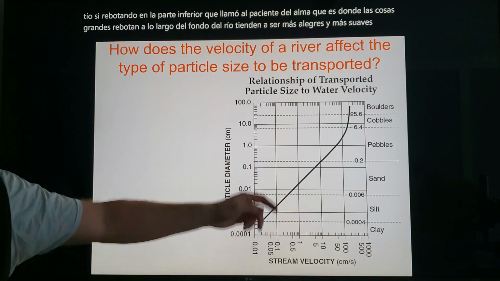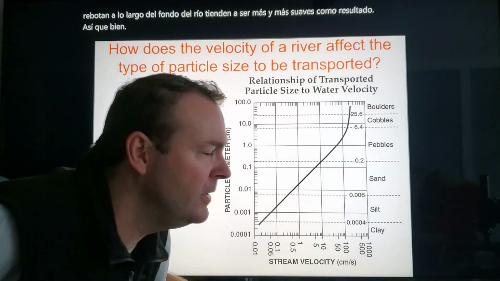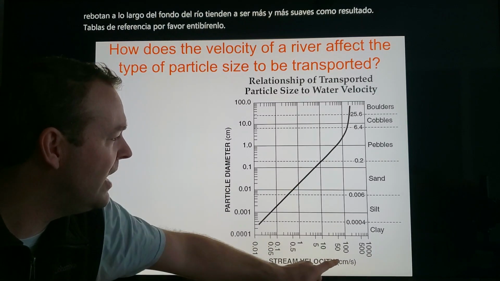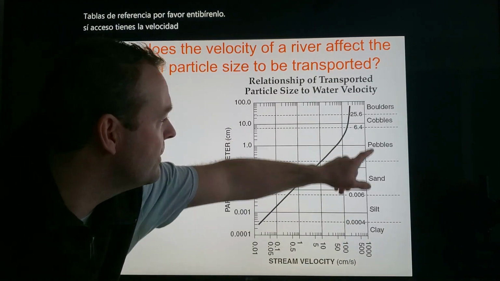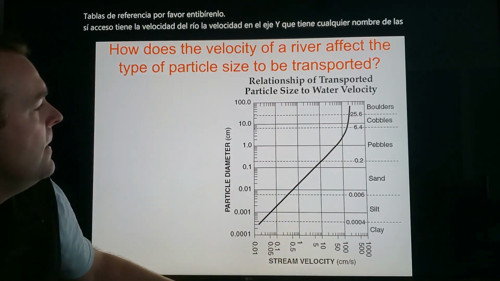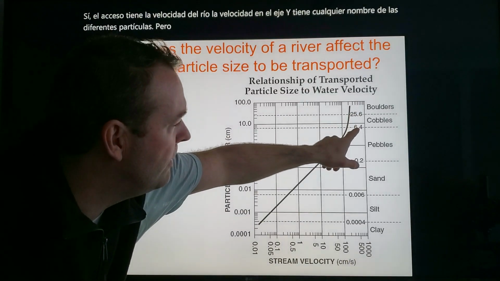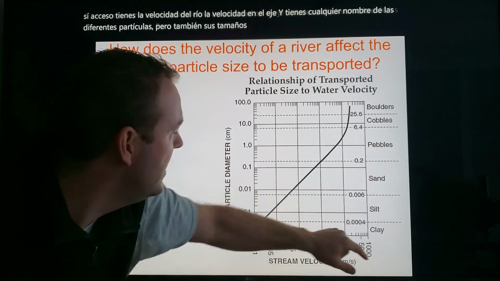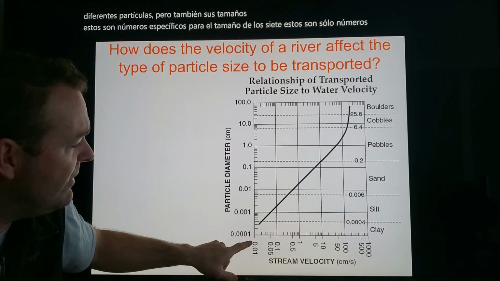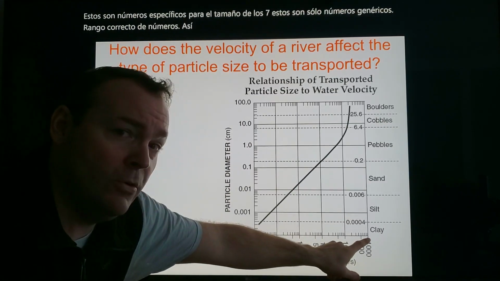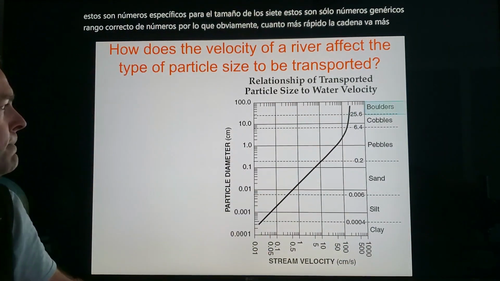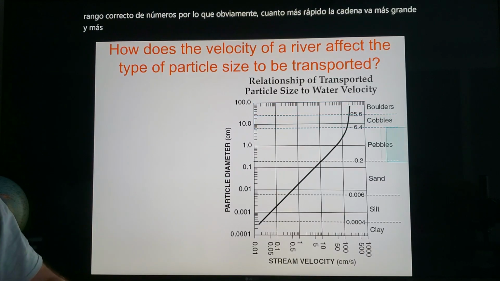All right. This is a great chart here. It's in your reference tables. Please find it. On the x-axis, you have the speed of the river, the velocity. On the y-axis, you have the name of the different particles, but also their sizes. These are specific numbers to the size of the sediment. These are just generic numbers, right? Range of numbers. So obviously, the faster the stream goes, the bigger and more particles it can carry. All right? And this just breaks it down by size.